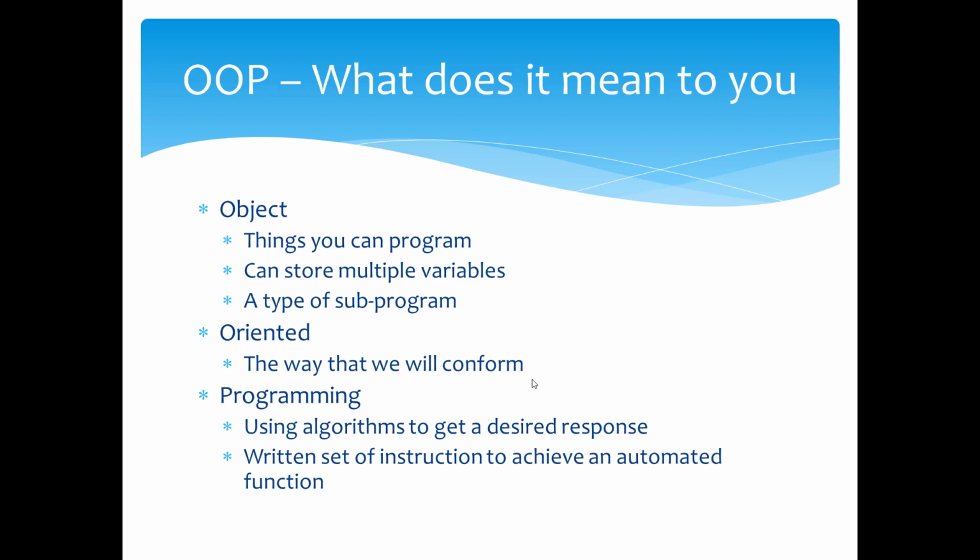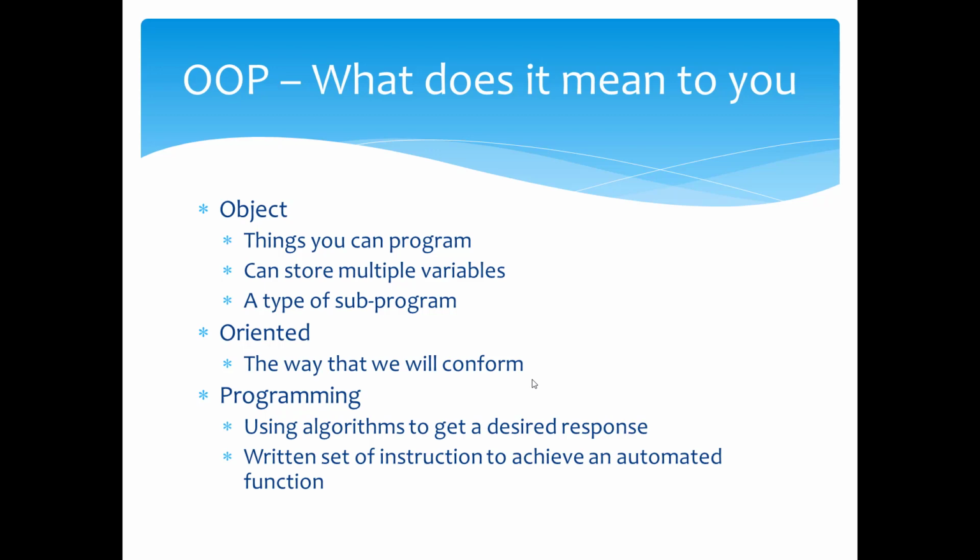And objects are created by classes, which are essentially subprograms, either contained within a program or as other separate files. So think of them as these big things. Actually, I don't even know if I want to say big things, but things that you can program and that can have a little life and entities of their own. Oriented is basically how we're going to conform. So we're going to focus on objects and how to program them correctly.